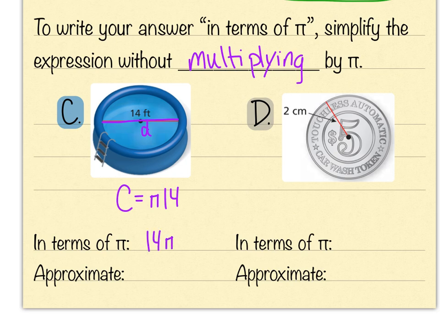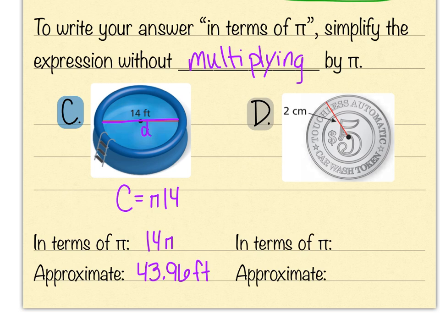That's it. The reason they would want you to do this is because it's actually more accurate to write your answer in terms of pi, because you haven't rounded pi to a decimal, 3.14. But it's not as useful. I mean, if I said, hey, I'm going to walk around my pool and I'm going to walk 14 pi feet, no one really knows how far that is until you approximate it by multiplying by 3.14. So if we do 14 times 3.14, we find out that the circumference of this pool is 43.96 feet. So again, in terms of pi just means write everything you can without multiplying it by pi.